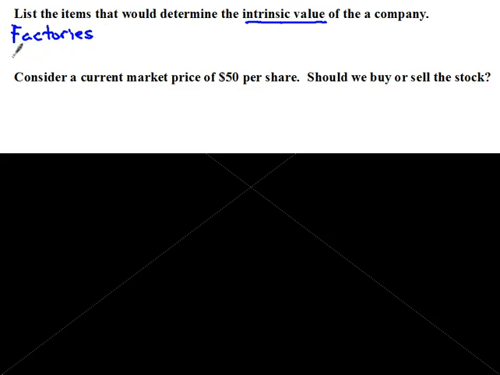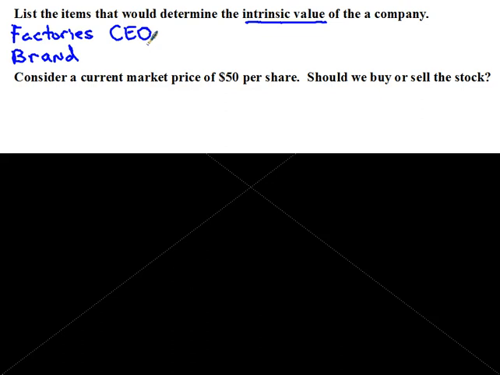We might care about the brand name of the company. Is the brand name well known around the world? Something like Coca-Cola has an enormous brand name. It's known all over the world. That would be an important thing to take into account. Maybe we would take into account the quality of the managers of the company, like the CEO, the chief executive officer. What kind of person is running the company? What kind of degree do they have?